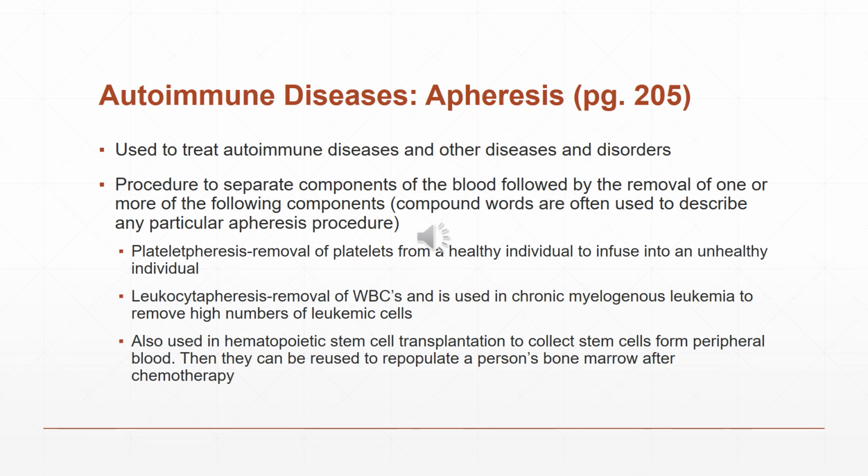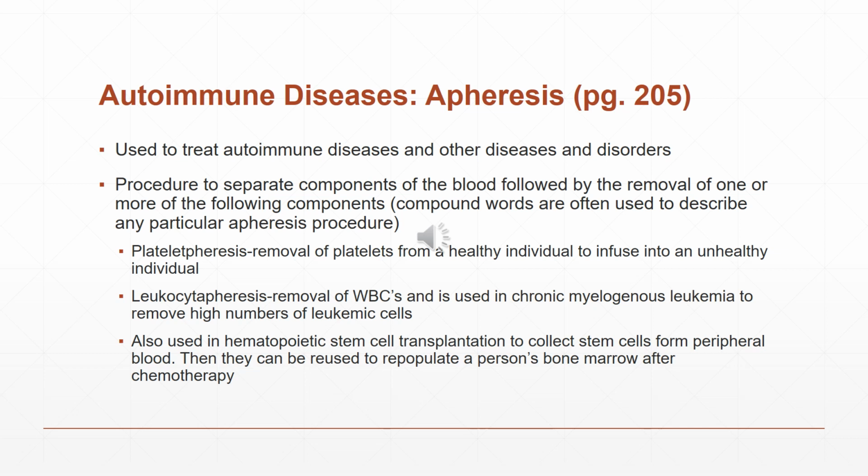Apheresis, found on page 205. This is used to treat autoimmune diseases and other disorders. It is a procedure used to separate components of the blood, followed by the removal of one or more of those components. When they do this, they use compound words to describe any particular apheresis procedure, such as platelet apheresis, which is the removal of platelets from a healthy individual to infuse into an unhealthy individual.